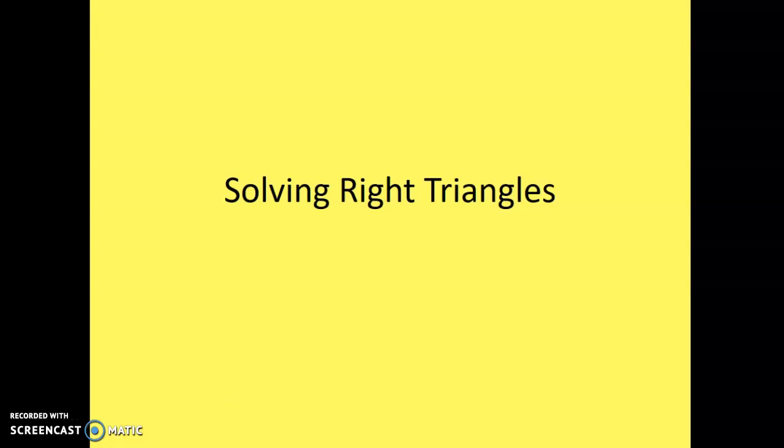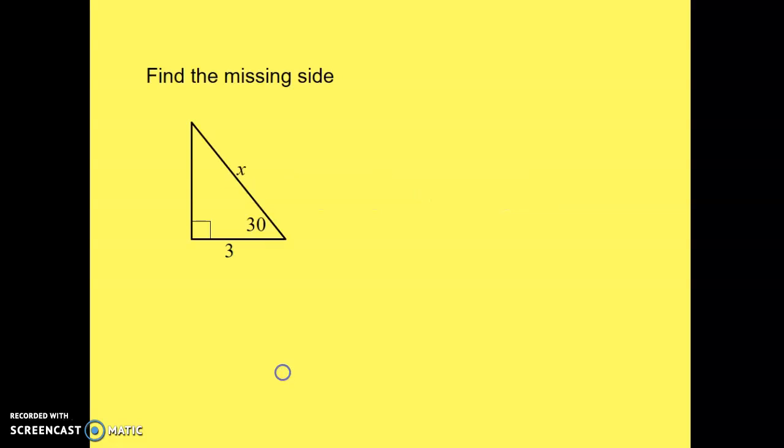So today in college algebra, we're going to be doing solving right triangles. We're going to show you the steps to solve for missing sides or missing angles in a right triangle. So here's our first one. In this case, we're trying to find the missing side.